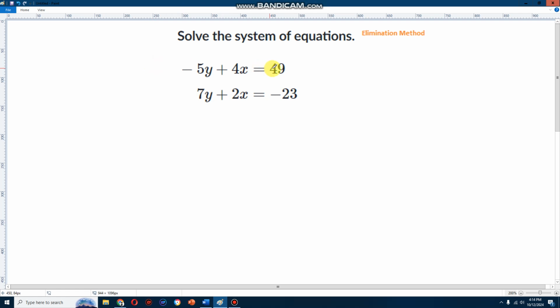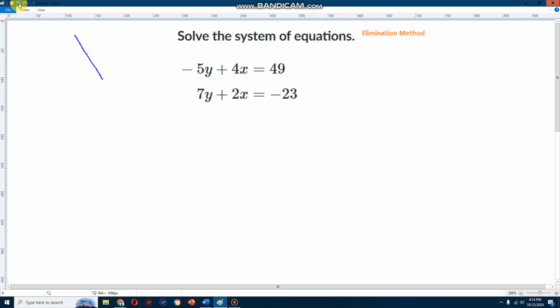So here we go. We've got two equations over here. I need to figure out at what point these equations intersect and what is that coordinate point at which they intersect. That's basically how you solve the system of equations.